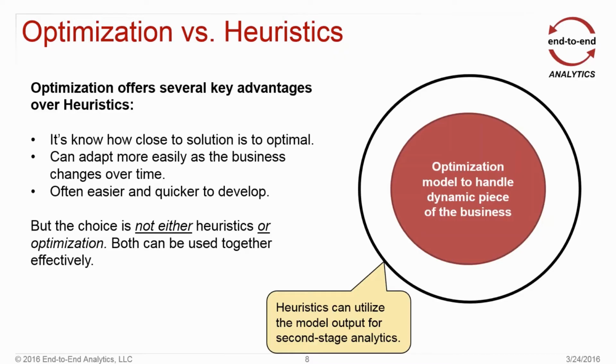So one of the benefits of having an optimization model handling the dynamic piece of the business, and a heuristic around the outside, is that as the business changes, I could just quickly update the optimization model. The other nice piece about this is that because you have an optimization model doing a lot of the core computation, and you know that that optimization model is giving you an optimal or close to optimal solution depending on how you set up the model, you are generally given a superior result than using a heuristic alone.